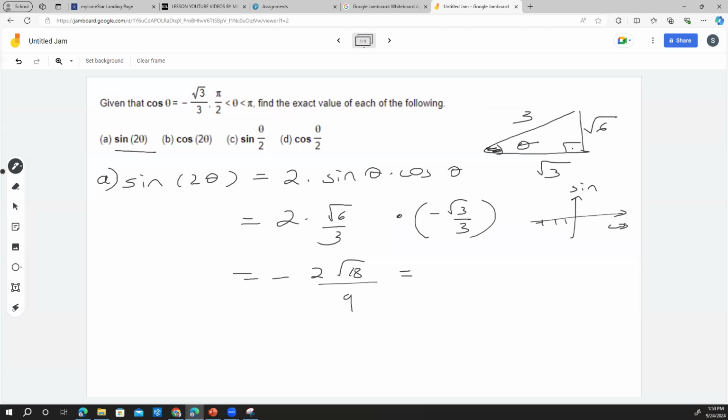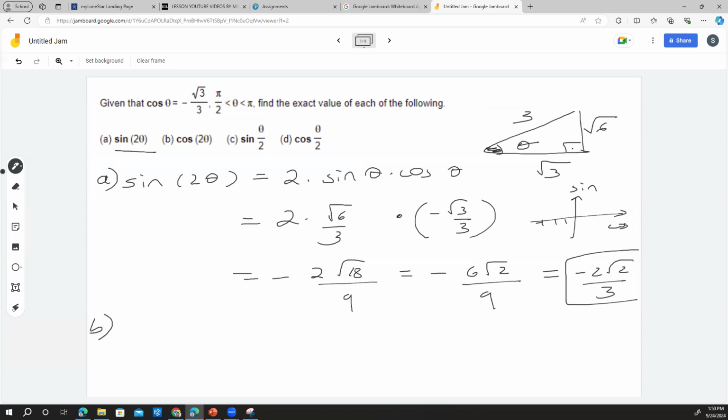I have to simplify this radical further. Root 18 is root 9 times 2. The 9 can go outside as 3. So it's going to be 6 radical 2 over 9. And I can simplify both of these numbers by dividing by 3. So it's going to be negative 2 root 2 over 3, which is the expected answer for part A here.